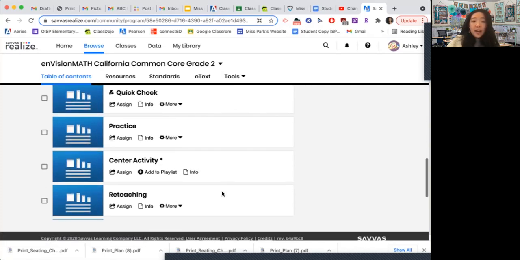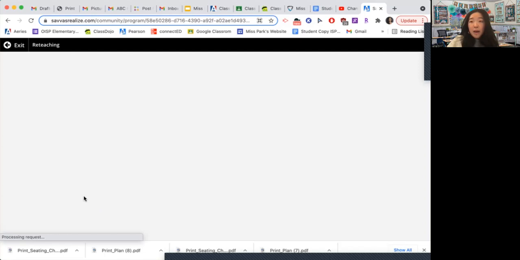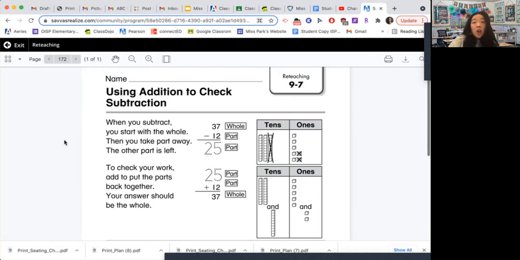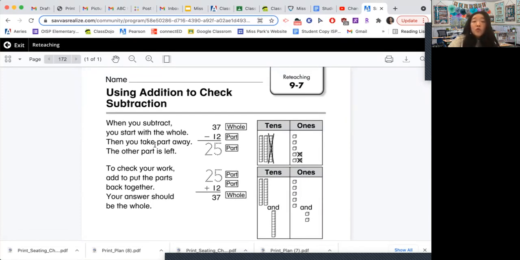All right, get out your math workbooks. If you don't have your workbooks, I'll open it up in Kami. Reteaching 9-7, using addition to check subtraction. When you subtract, you start with the whole amount. So imagine you have $37 and you bought a toy for $12. You take the part away, and whatever part is left is what you have remaining.